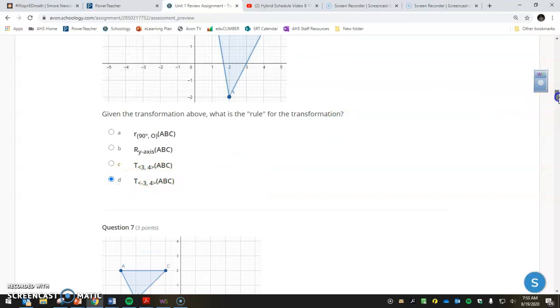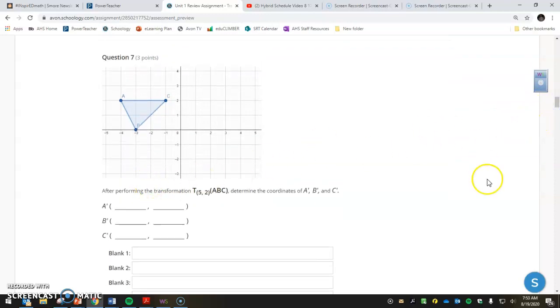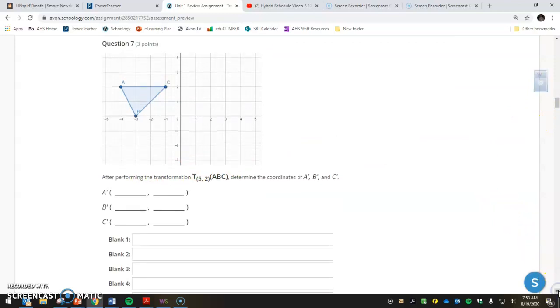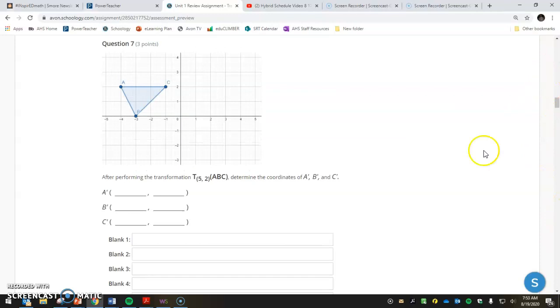D. All right, and then last question in this video is, after performing the translation 5, 2, determine the new coordinates of A prime, B prime, C prime. So with this one, it's not necessary for me to write this out. Again, the 5, 2 means we're going +5 is right 5. So I'm going to take A and go right 1, 2, 3, 4, 5. And then the +2 means you go up 2. So 1, 2. So A is going to be at 1, 4.